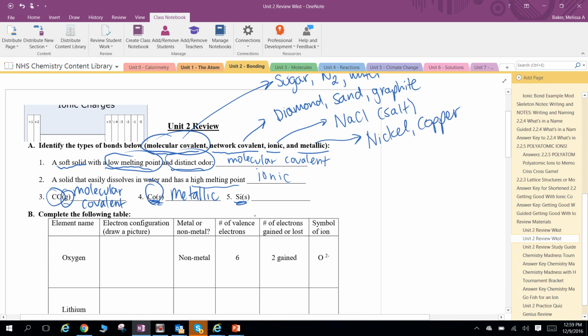Silicon, that's one that's right on the edge of the metals and the nonmetals. It's in sand, and so they will classify this one as having network covalent bonding. That's a tricky one, though.